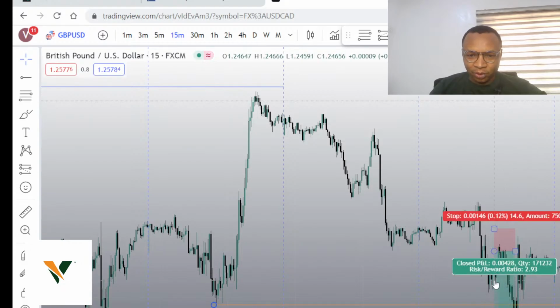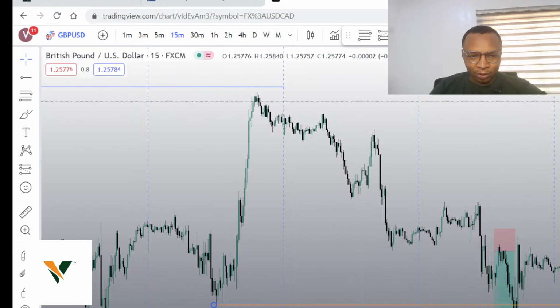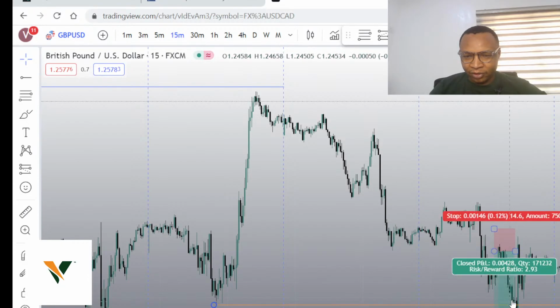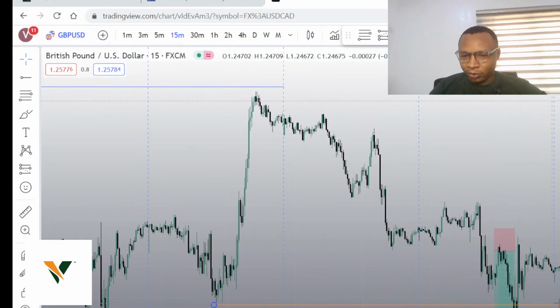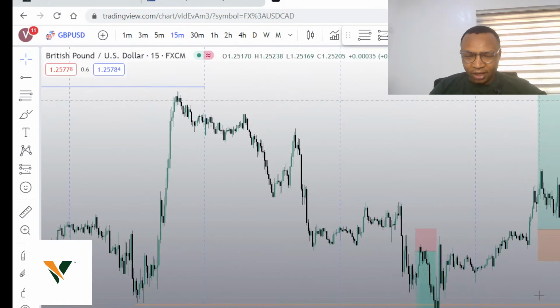About 40 pips was caught in the trade overall. We didn't allow it to run all through. The moment it cleared Friday's low, we took off profit. About 40 pips was caught, and that was decent enough for a day trader.